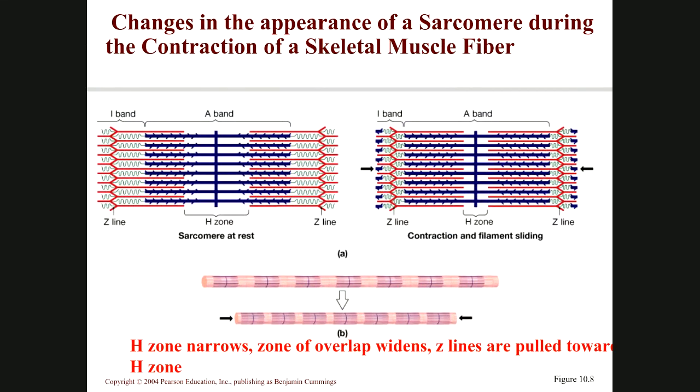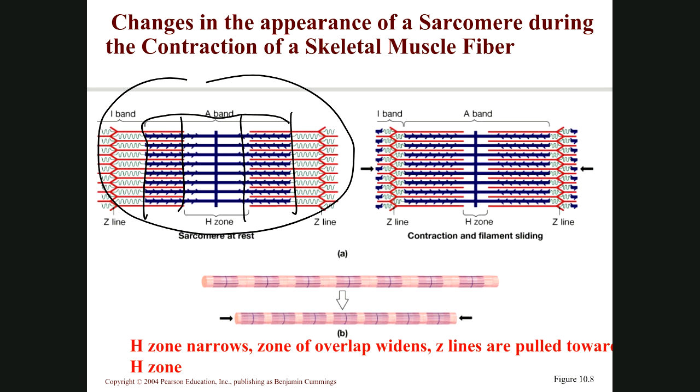This is a sarcomere before contraction. You can see the A band right here. You can see the zones of overlap on either side of the H zone in the middle. During muscle contraction, the myosin heads make cross bridges with the thin filaments, and then the myosin heads tilt and pull the thin filaments towards the H zone. What that does is several things. First of all, the H zone becomes smaller as the thin filaments are pulled towards the H zone.